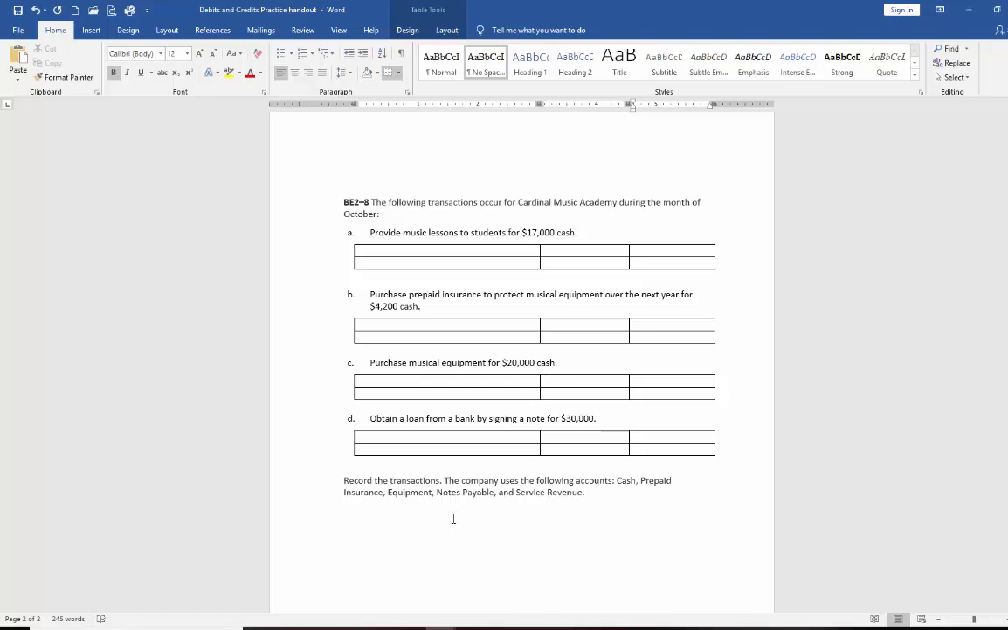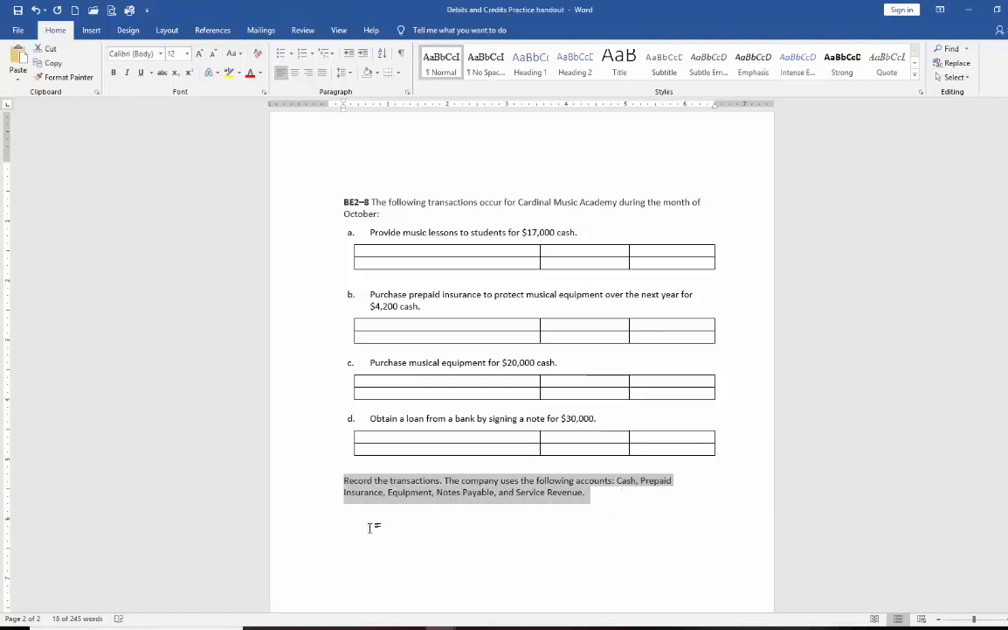All right, so here we go. Provide music lessons to students for $17,000 cash. Again, we're lucky in this case because we are given the accounts. In real life, you're given the accounts also, but it's not just going to be a few accounts. You're going to have what's called a chart of accounts, which is a list of all of the accounts that the company has. But here we have 1, 2, 3, 4, 5, 6. We only have 6 accounts.